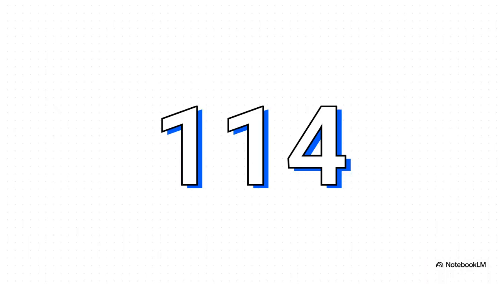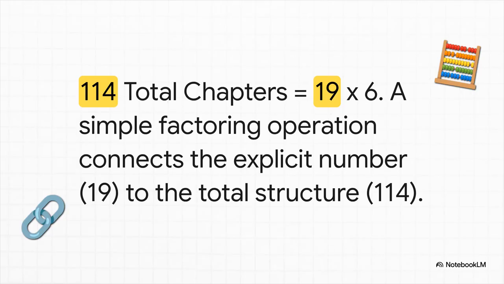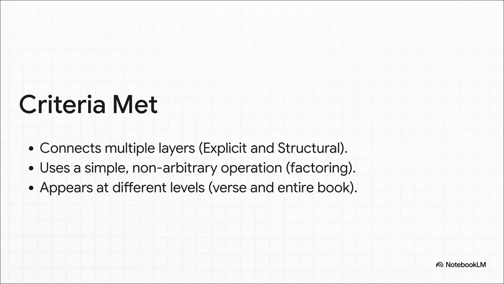Next, we jump to Layer 2, a fixed structural feature. This is a hard fact about the book that everyone agrees on. It has exactly 114 chapters. There's no interpretation, no debate about it. It just is. And now we get to Layer 3, which is the relational link. By using a super basic, non-random mathematical operation, factoring, we see a direct connection. 114 is a perfect multiple of 19. This follows Principle 3, which demands operational simplicity. No complex, weird math allowed. And just like that, you see how this one observation checks several of the model's boxes. It connects different layers of the text, the explicit and the structural, and it does it using simple, transparent math. Basically, it passes the filters.